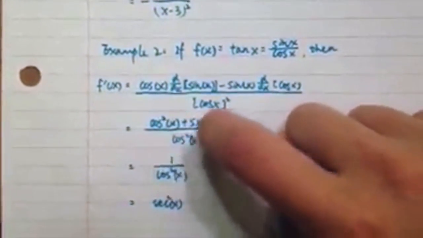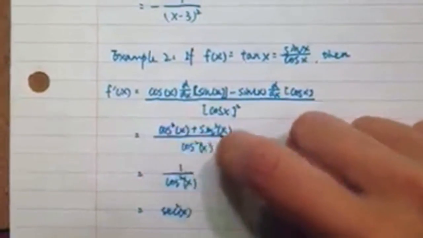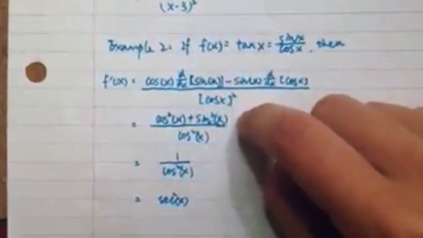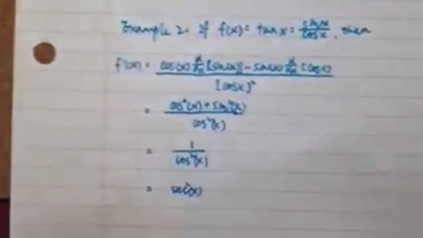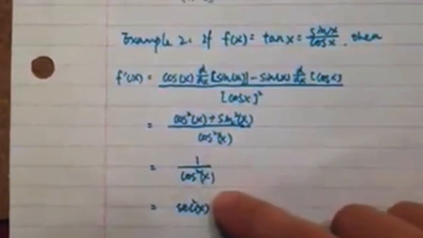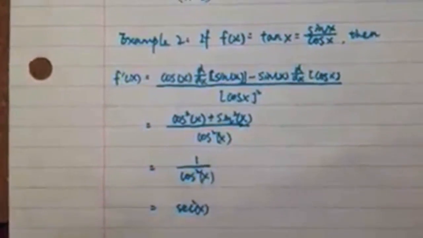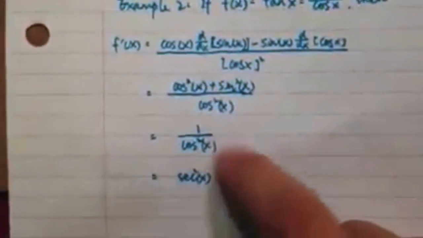So here's what we got, and we move down the cosine x squared, and we know that cosine x squared plus sine x squared is equal to 1. So that's what we got here, 1 over cosine x squared, and we all know that 1 over cosine x squared is equal to secant x squared, and that's our final answer.